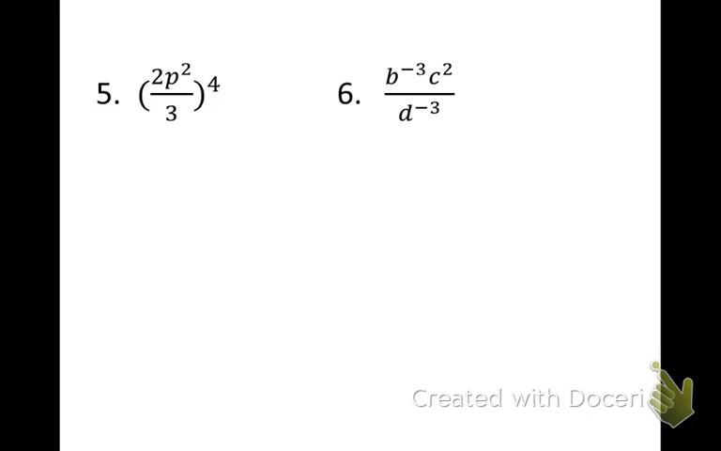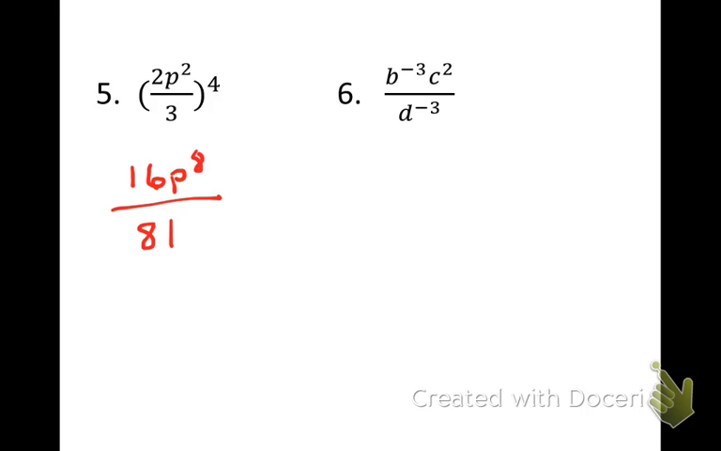Alright, so this kind of uses what we were doing here with monomials. 2p squared all to the fourth power, remember, would be 2 to the fourth, which would be 16, p to the eighth, over 3 to the fourth. 3 times 3 is 9, and 3 times 3 again is 9, that's 81. So 16 p to the eighth over 81.